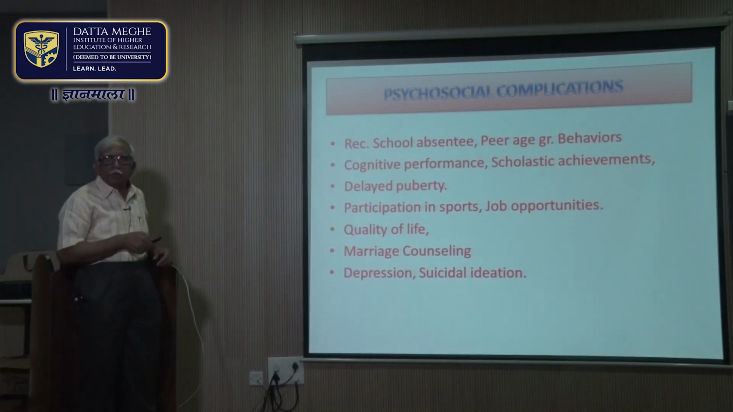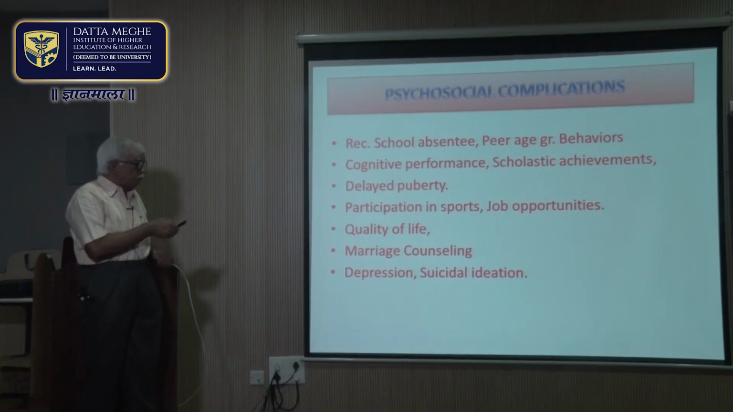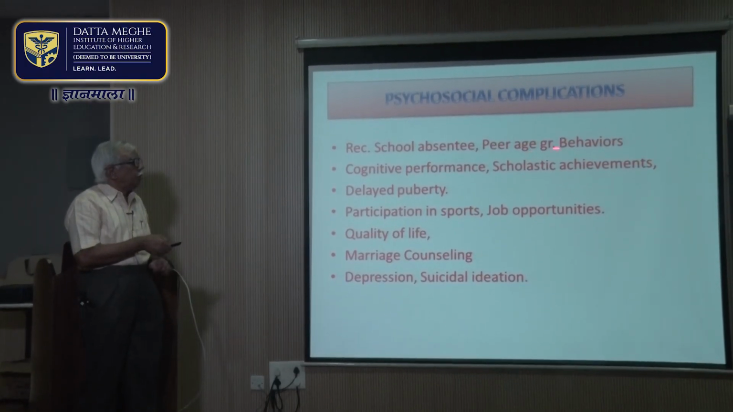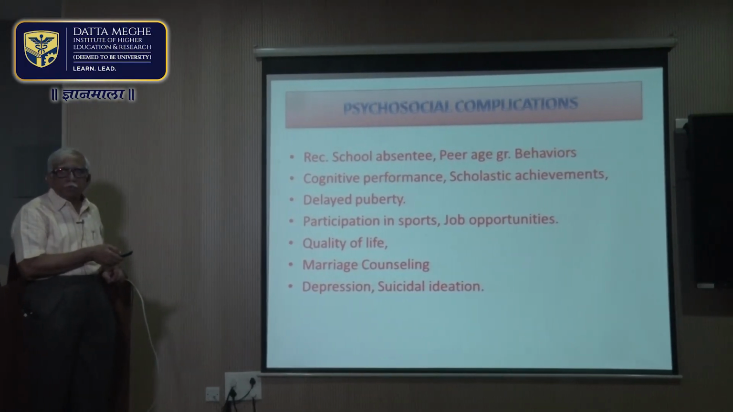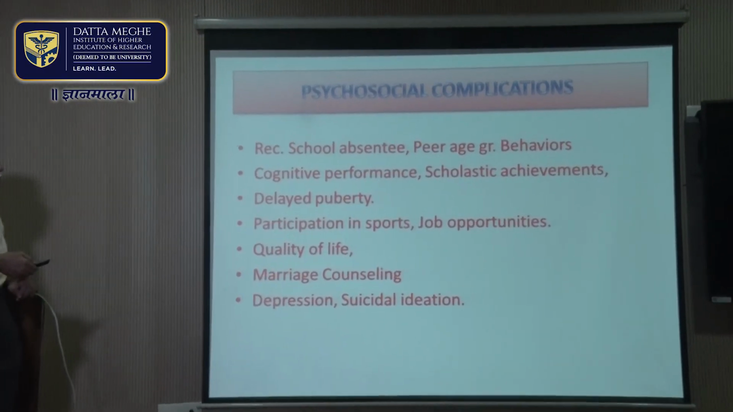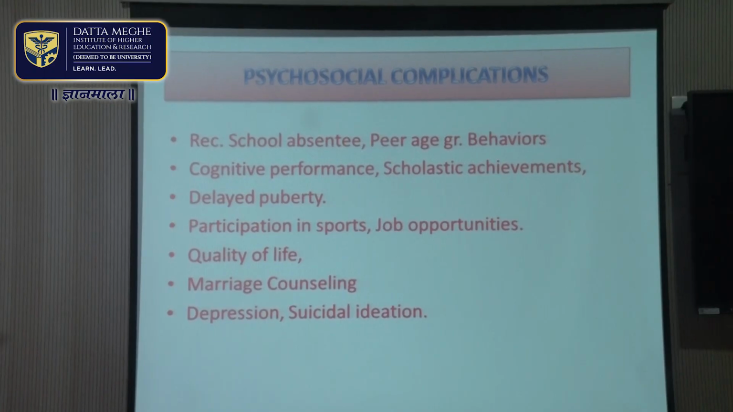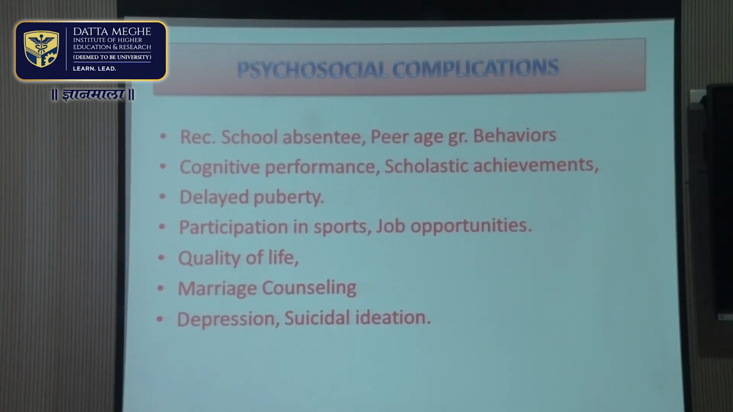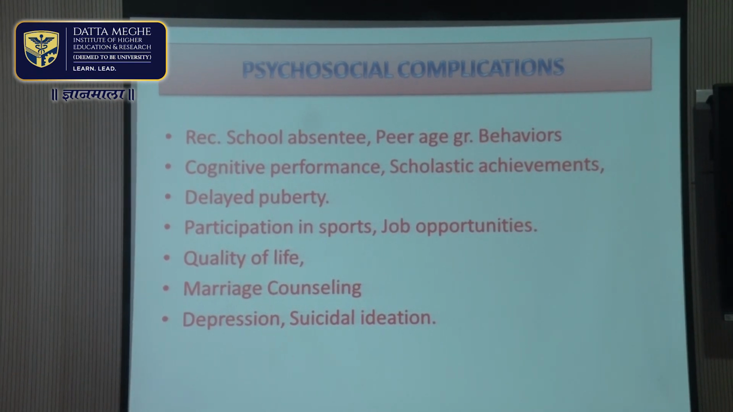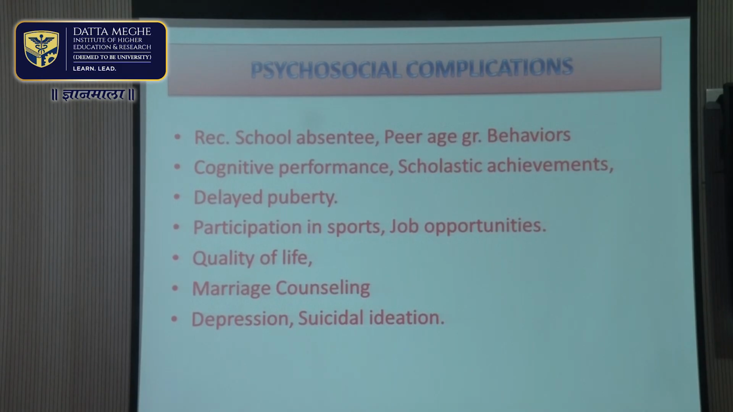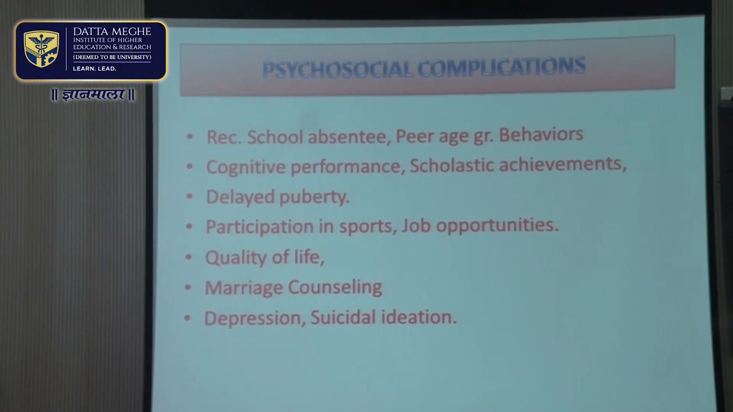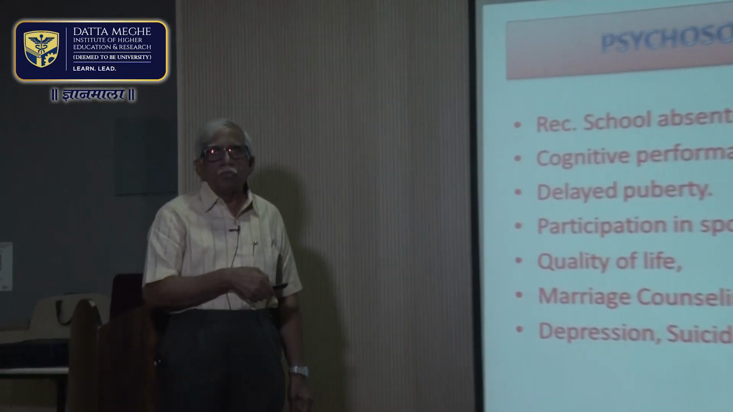Psychosocial complications are very commonly seen in adolescents. They have recurrent school absenteeism, peer age group behavior is abnormal, they do not behave properly, there is bullying of this child, and cognitive performance, scholastic achievements, and puberty are delayed or affected. Participation in sports and job opportunities are less. Quality of life is not good in these patients. Marriage counseling, depression and suicidal ideation are all psychosocial problems seen in day-to-day life in these patients.